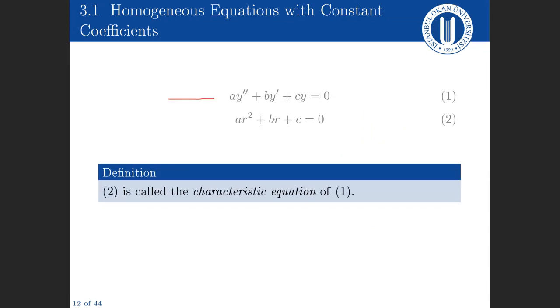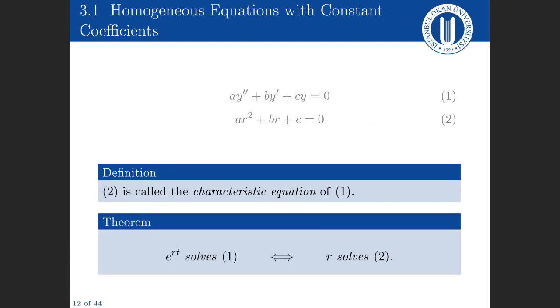So let's just recap. We started with equation 1, the differential equation, and now we want to choose the number r which satisfies ar squared plus br plus c is equal to 0. The second equation is called the characteristic equation of the first equation. And this is important because e to the power rt solves the differential equation if and only if the number r solves the characteristic equation.